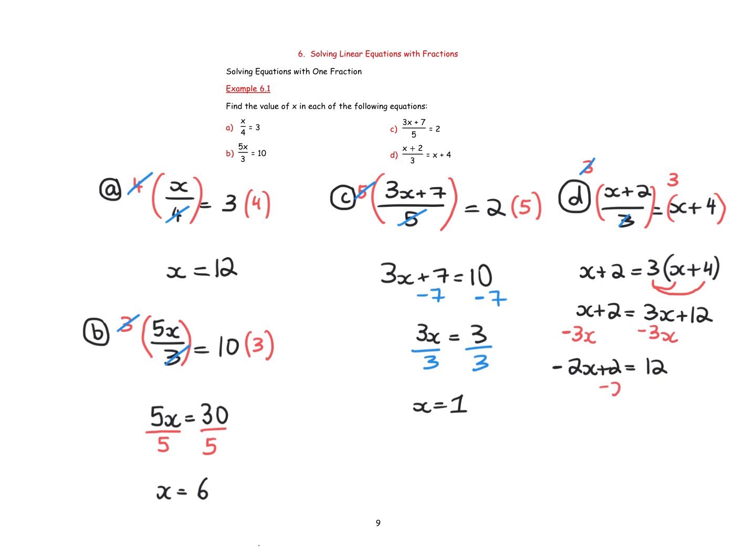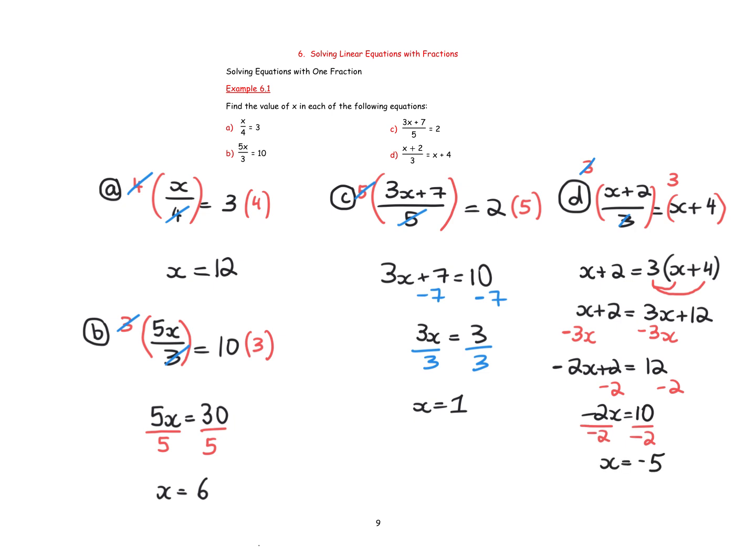Then we can take 2 from both sides and we'll be left with minus 2x is equal to 10. And then to figure out what x is, we divide both sides by minus 2 and we end up with x is equal to minus 5.